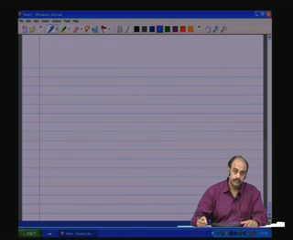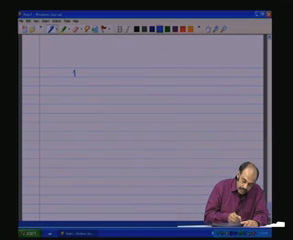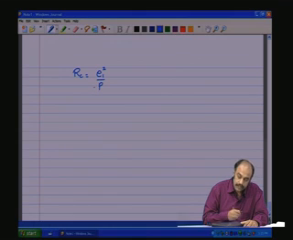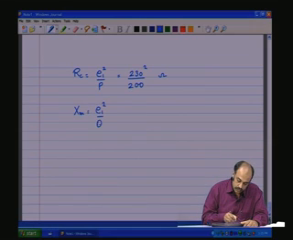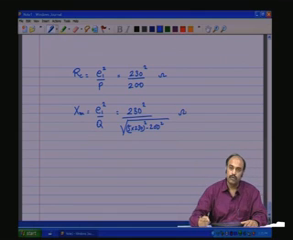Once you have the Q and the P, RC is given by E1 square by P, which is 230 square divided by 200 ohms. XM, the magnetizing reactance, is given by E1 square by Q, which is equal to 230 square divided by root of (5 into 230) square minus 200 square, that many ohms.